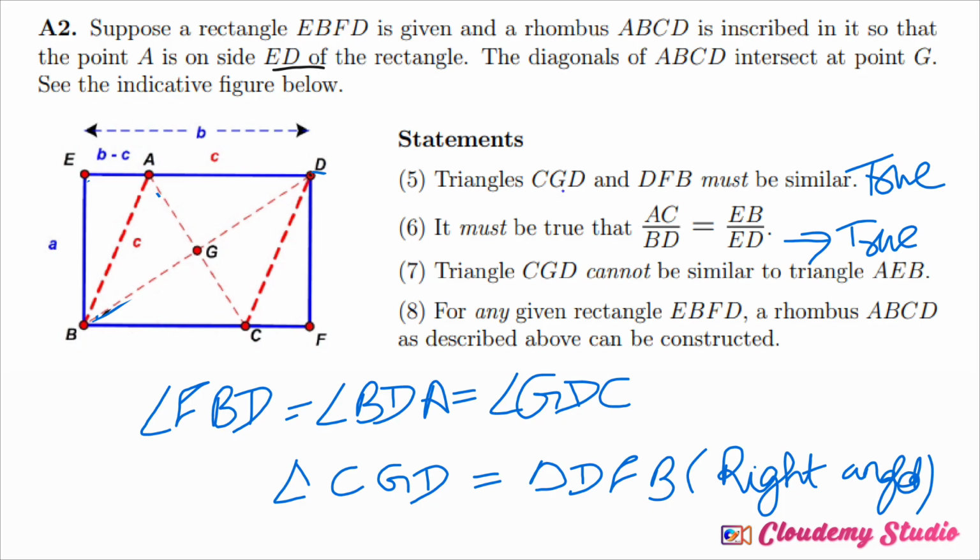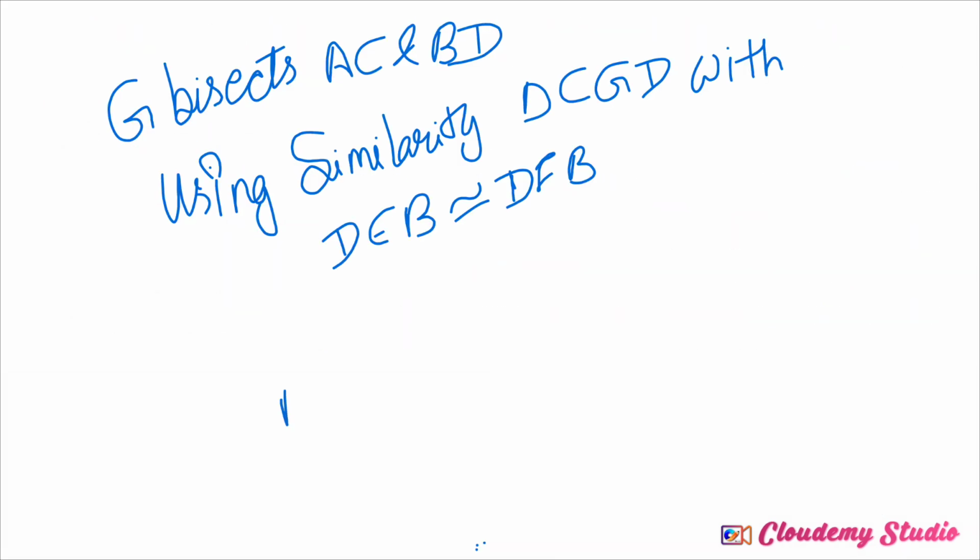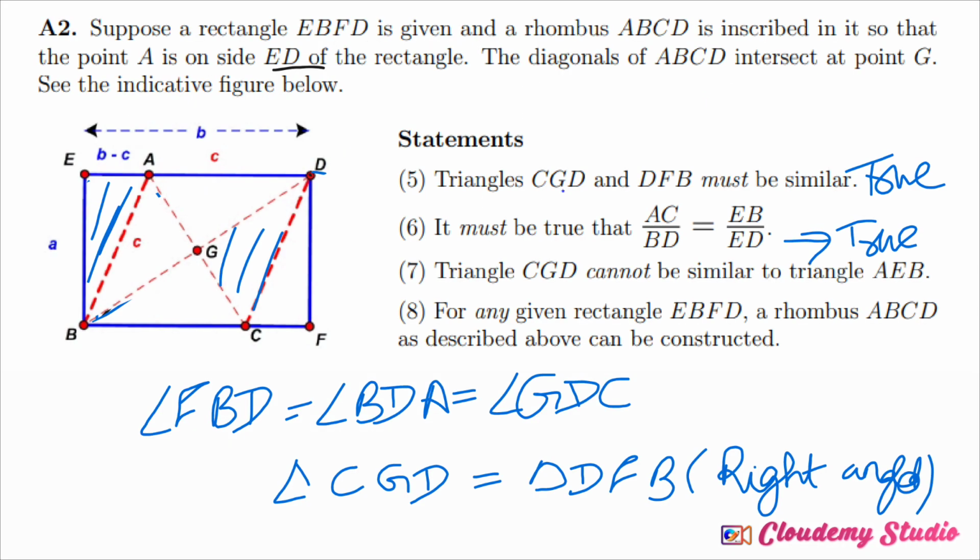Next: triangle CGD cannot be similar to AEB. But they are similar triangles, because they are equilateral triangles, because your ABC is an equilateral triangle, so they can be similar triangles. That's why this is false. The seventh is false.